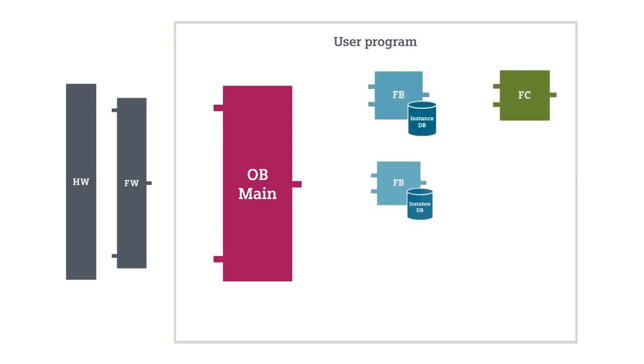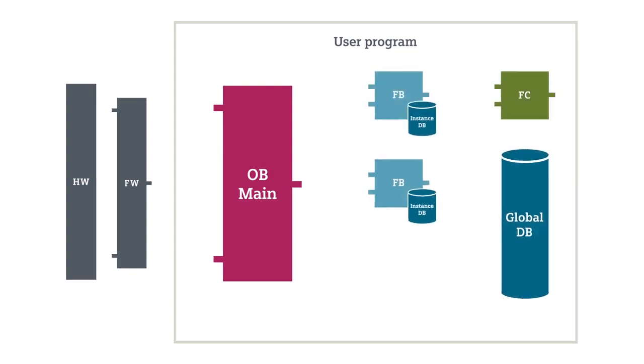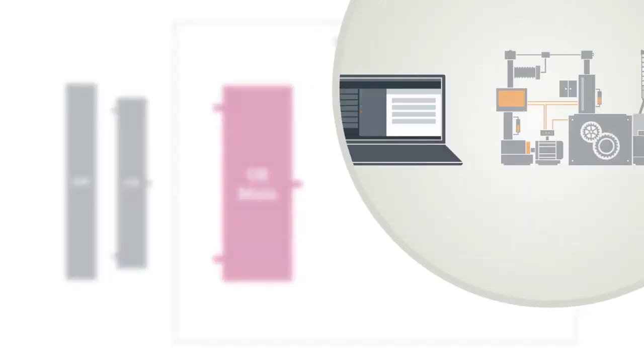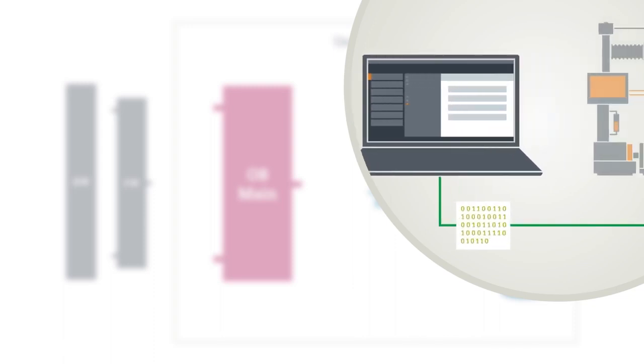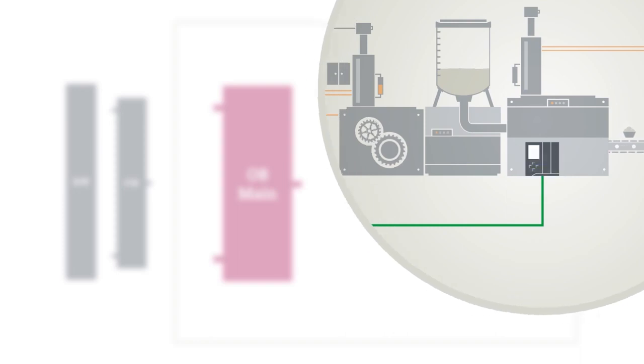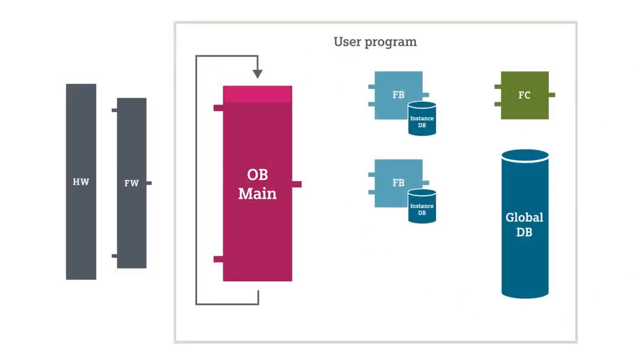The user program itself contains all modules and functions needed for the processing of your specific automation task. You create it in the TIA Portal and then download it to the controller. In Siemens controllers, the user program is generally run cyclically. That means the controller works through the program and is then restarted in an endless loop.